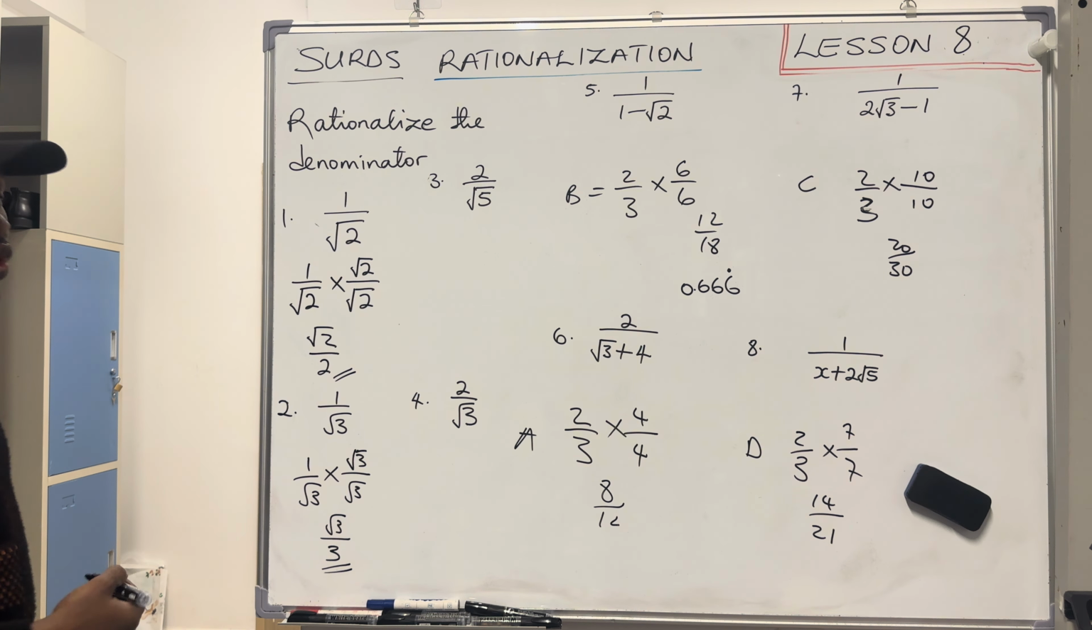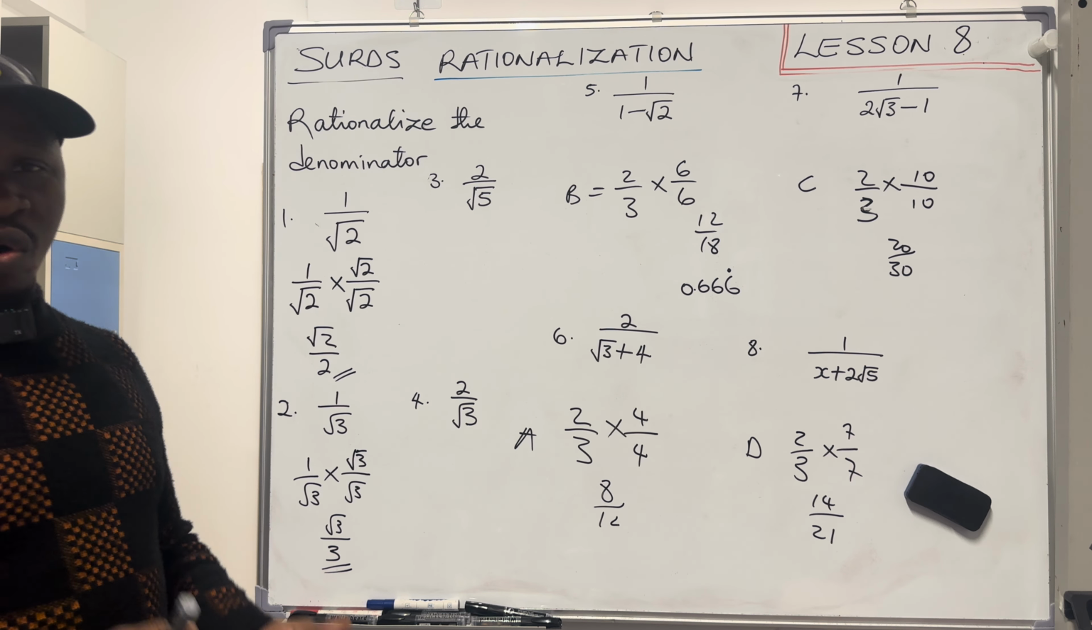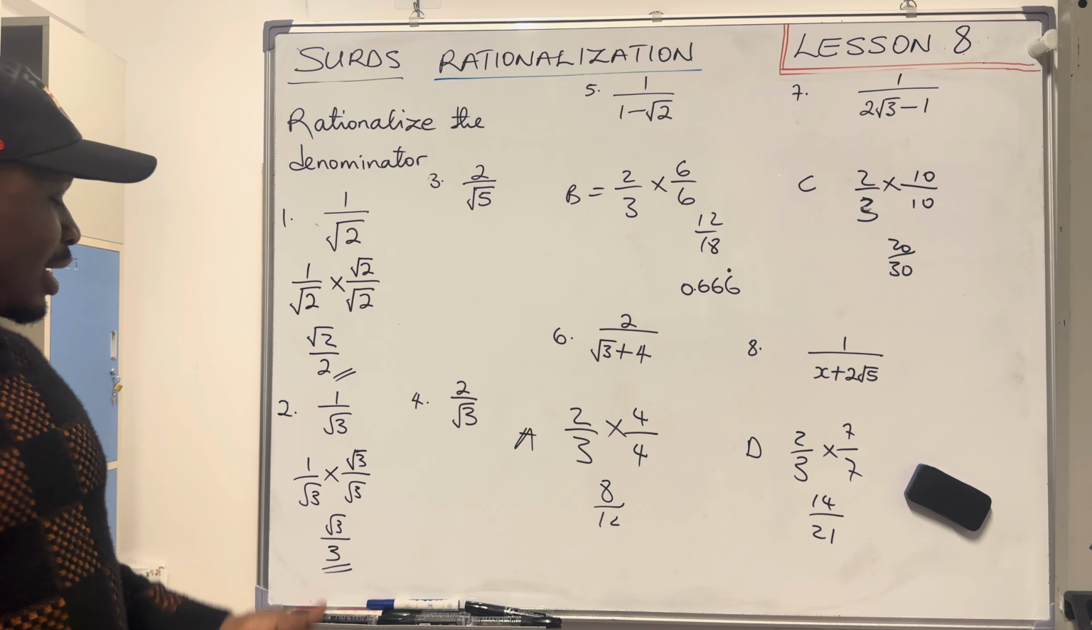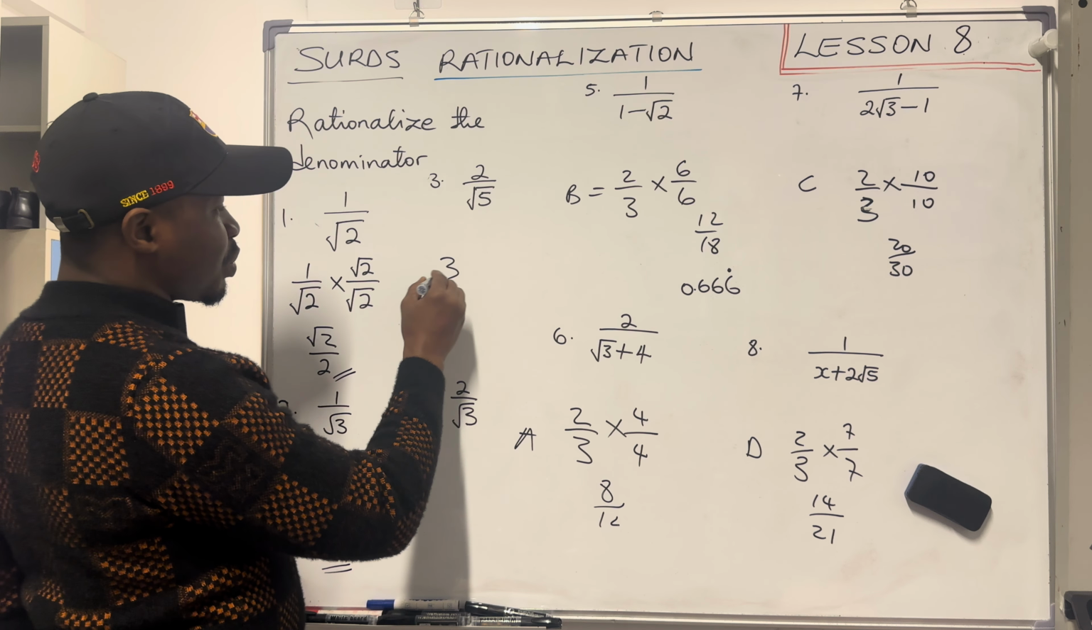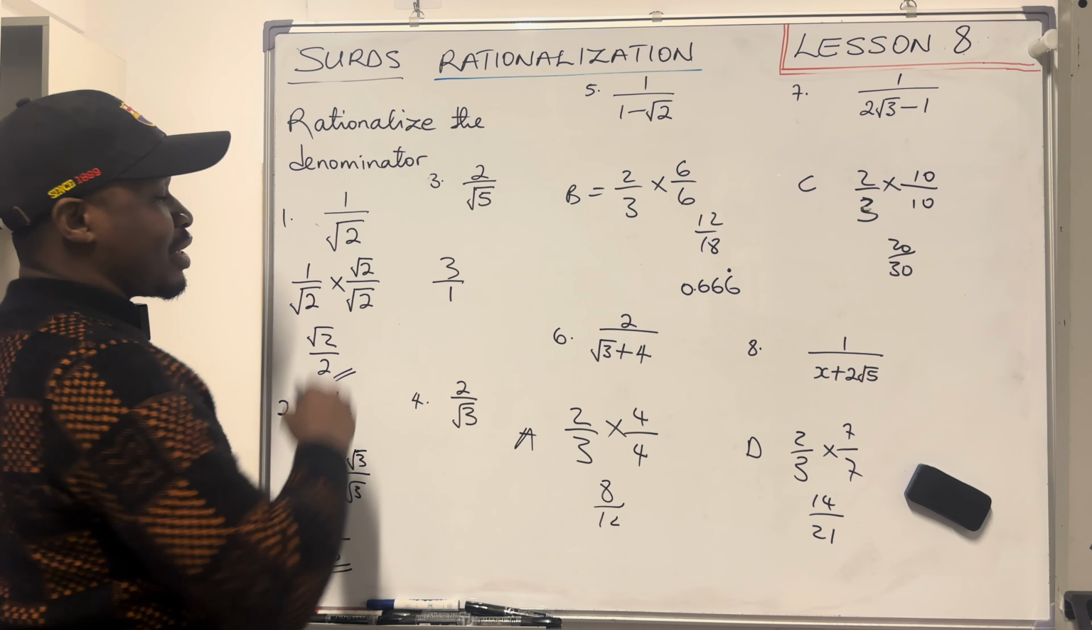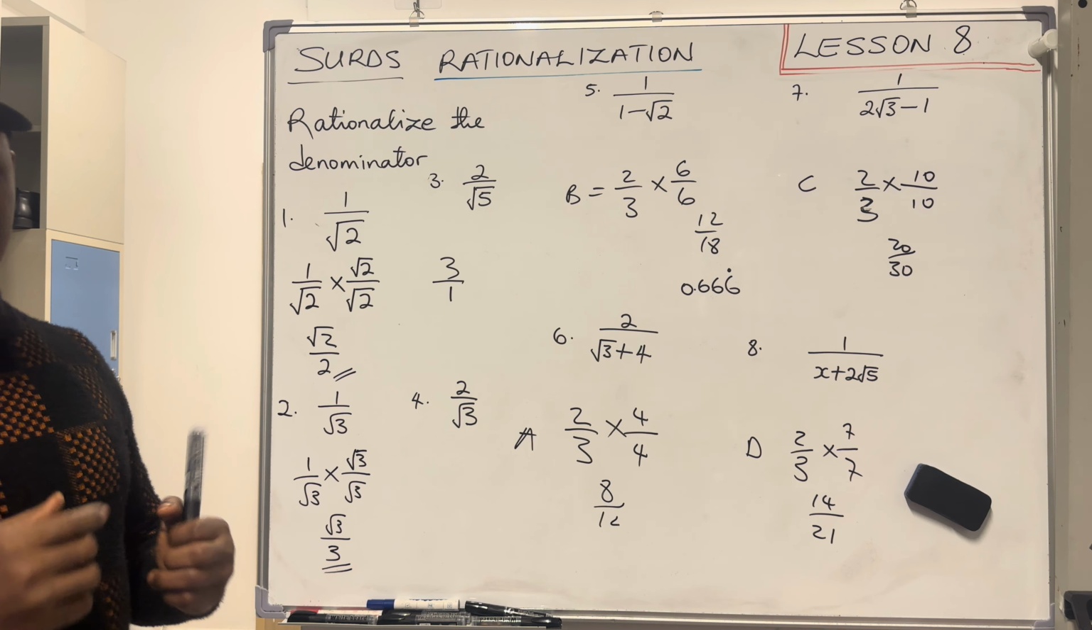So the denominator is no longer a surd. It's no longer an irrational number. It is now what? A rational number. Why? Because 3 can be expressed in the form A over B. So that makes 3 a rational number.